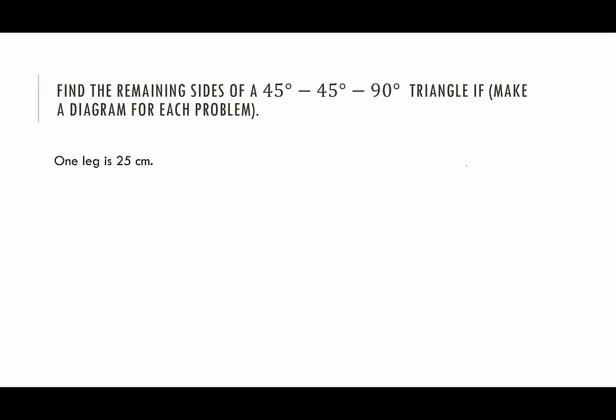Okay, so one leg is 25 centimeters. So we're going to set up our triangle. We have 45 degrees, 45 degrees, and one leg is 25 centimeters. Now we want to find the remaining side lengths. We already know what the other leg is because it is the same length as the first leg. So the other leg is 25 centimeters. Now the question is, what is the hypotenuse?